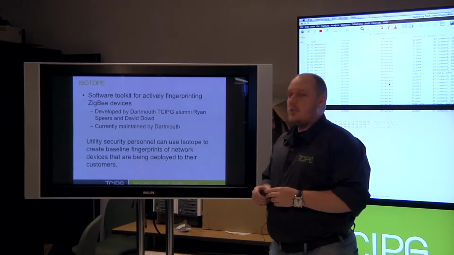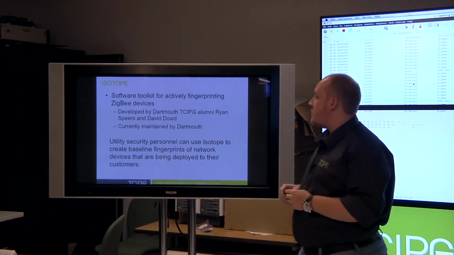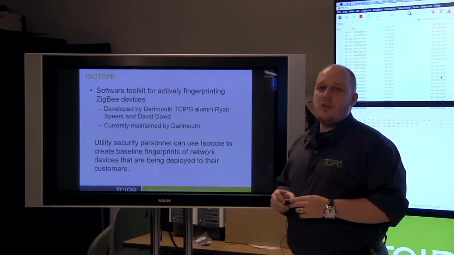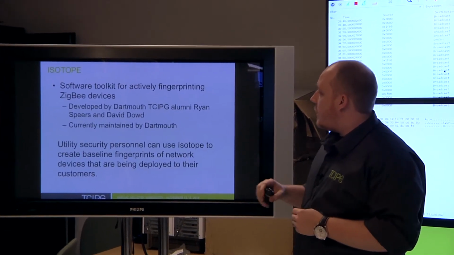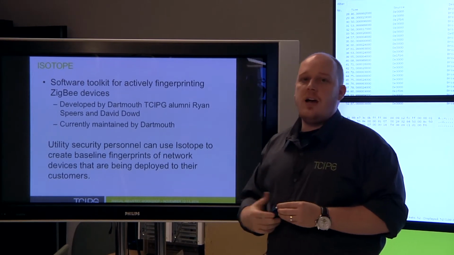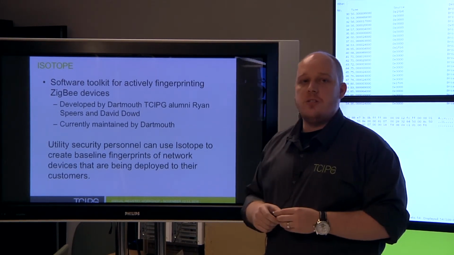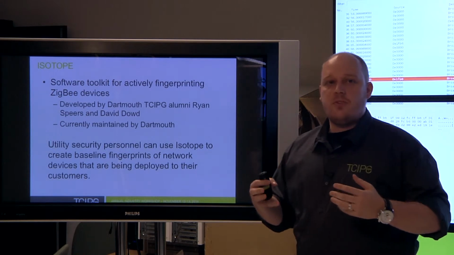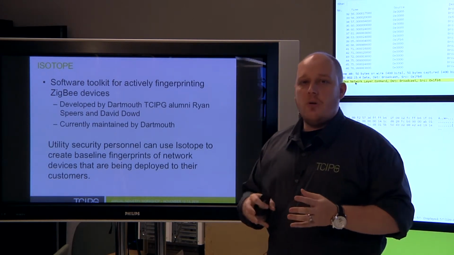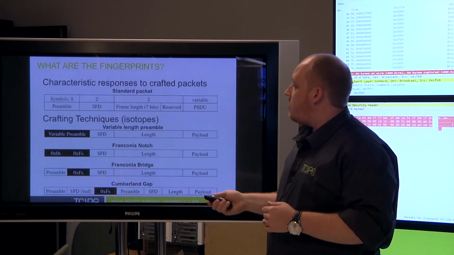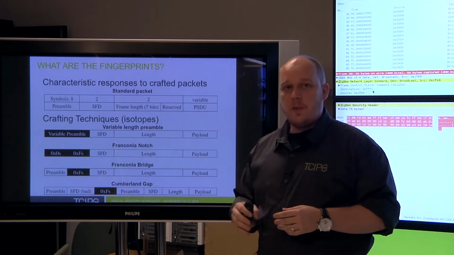Now I want to introduce Isotope, which is a software toolkit for actively fingerprinting Zigbee devices, like our Appy Mode that we've introduced. Again, developed by Ryan Spears and David Dowd, currently maintained by myself and others at Dartmouth. Isotope is a framework for creating baseline fingerprints on network devices. So before I go too much further, what are these fingerprints?